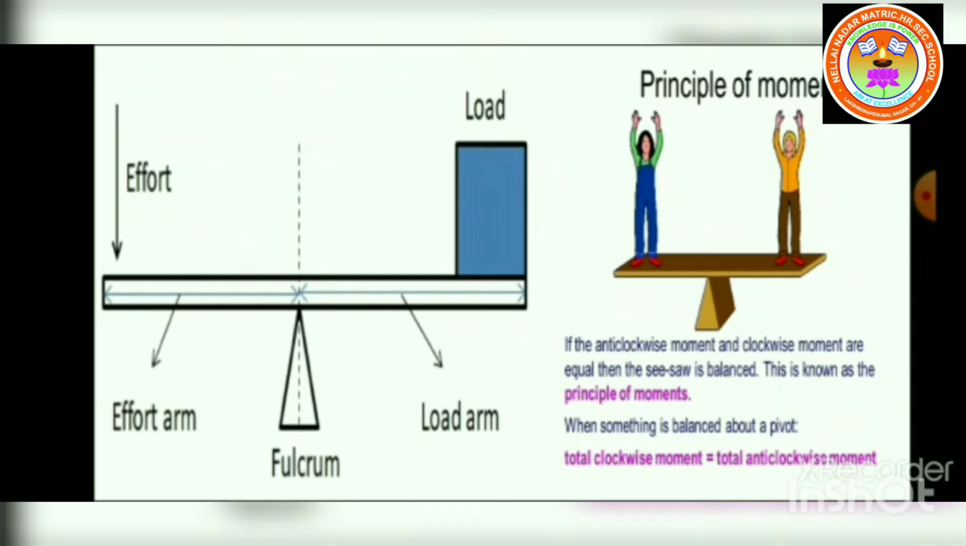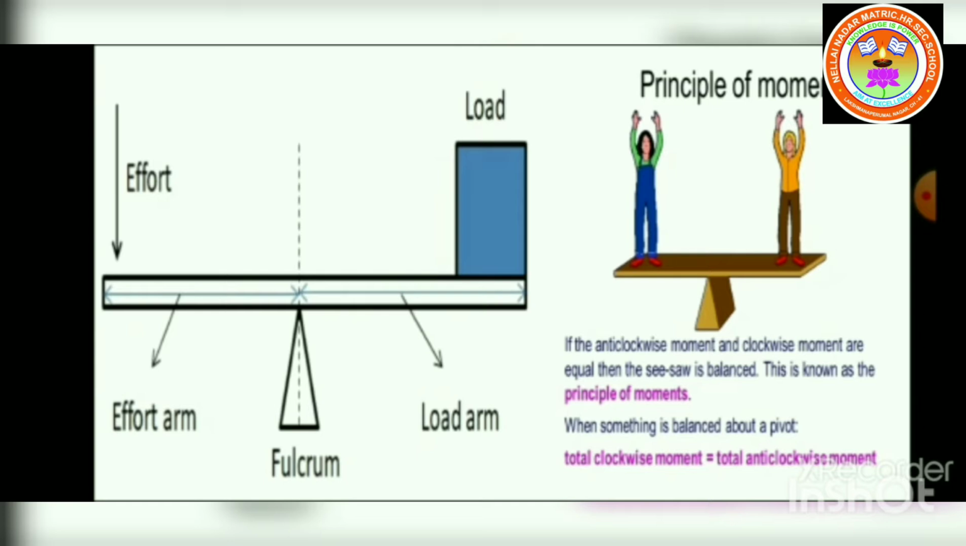Okay, let's see what the principle of moments is. If the anti-clockwise moment, that is the left hand side, and the clockwise moment, that is the right hand side, are equal, then the seesaw is balanced. The center point is the pivot point. This is known as the principle of moments. When something is balanced about the pivot point, the total clockwise moment is equal to the total anti-clockwise moment.